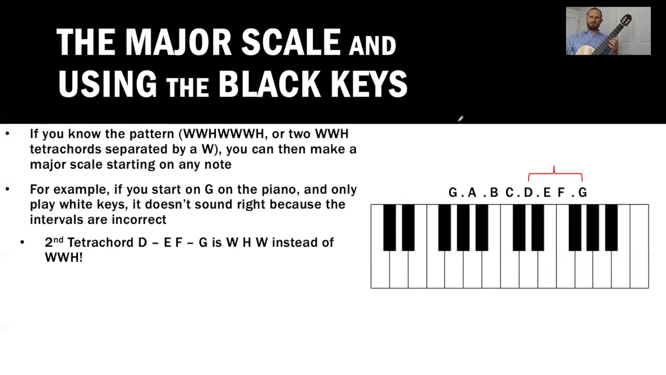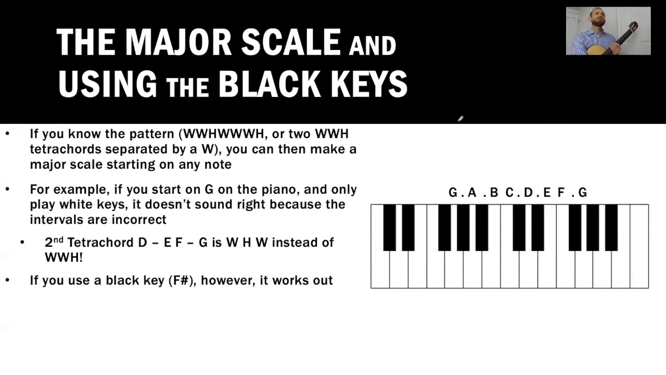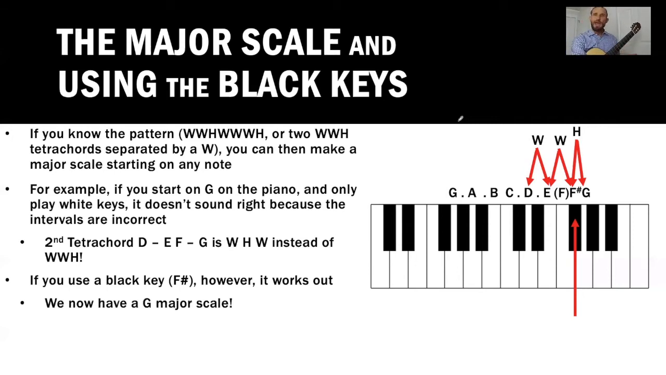Sol, la, ti. So how do we fix that? Well, what we'll do is we'll use a black key, in this case, F sharp. And all of a sudden, you get the correct tetrachord. Sol, la, ti, do. That final half step, so that tetrachord is whole, whole, half. Wait, sorry. Starting on D. D to E is a whole, another whole, half. D, E, F sharp, G. Now we have a G major scale.